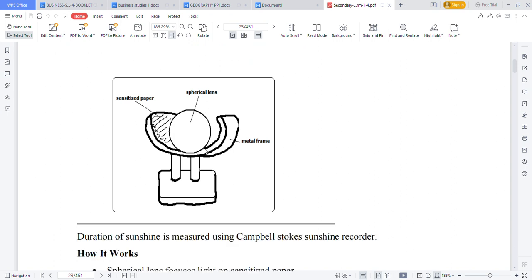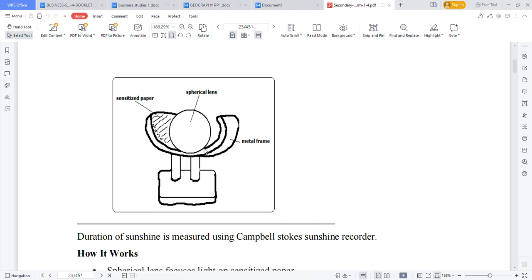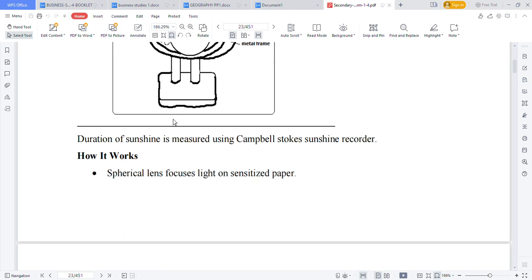Then let's move to sunshine. So this is the diagram. The duration of sunshine is measured using a Campbell Stokes sunshine recorder. So this diagram here is a Campbell Stokes sunshine recorder. We have a metal frame, a spherical lens, and sensitized paper.